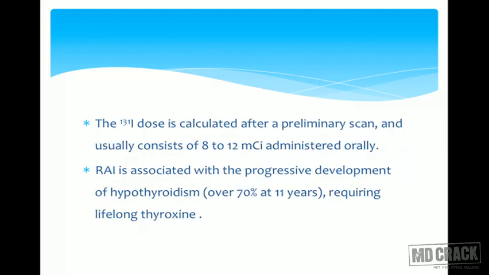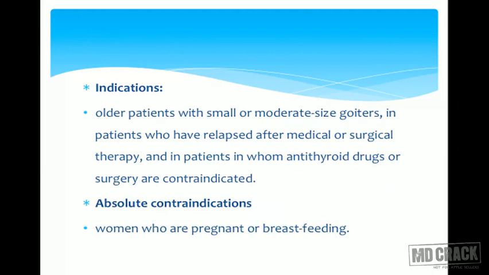The iodine-131 dose is calculated after a preliminary scan and usually consists of 8 to 12 millicurie administered orally. Mind well, this is very important, because radioiodine is not given intravenously but is given orally. Radioiodine is associated with progressive development of hypothyroidism, 70% over 11 years, that will require lifelong thyroxine hormone supplementation. What are the indications? Older patients with small or moderate size goiters, patients who have relapsed after medical or surgical therapy, and patients in whom antithyroid drugs or surgery are contraindicated are indications for radioiodine.